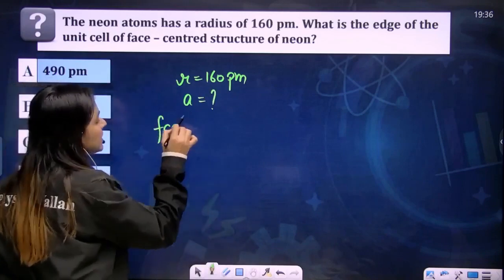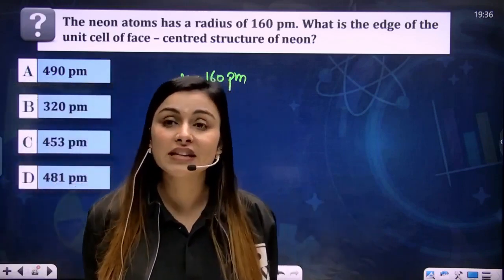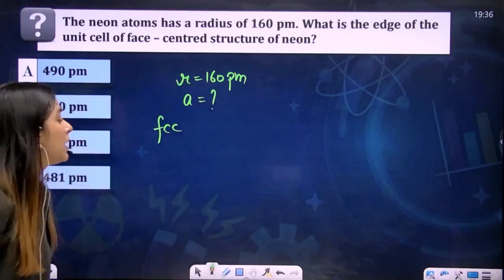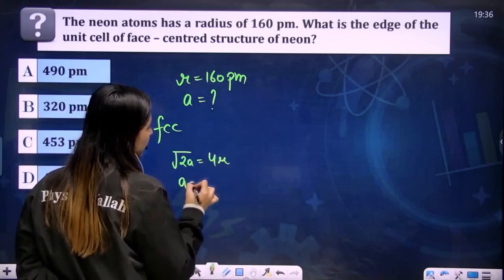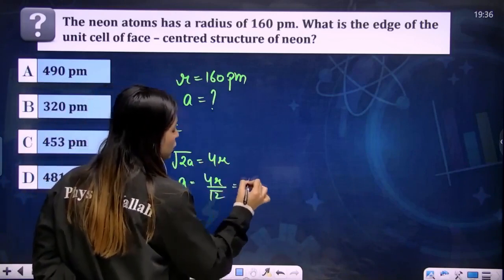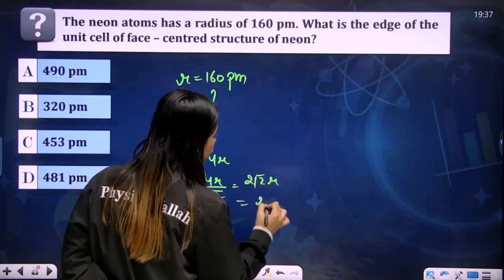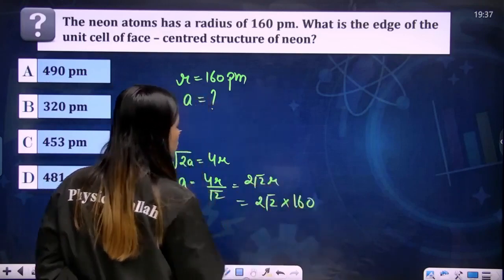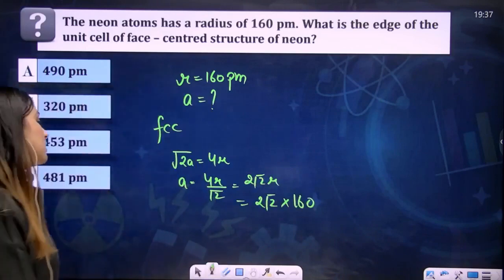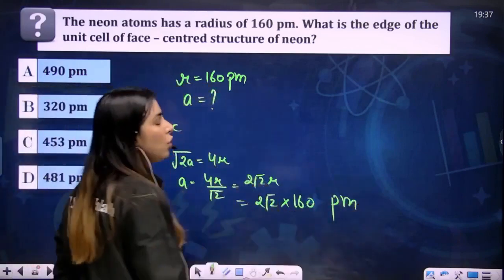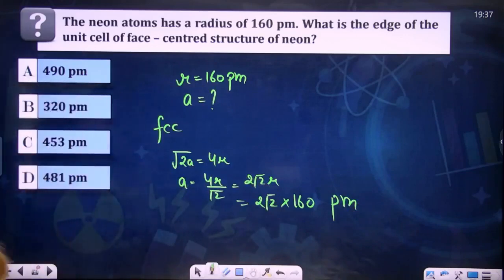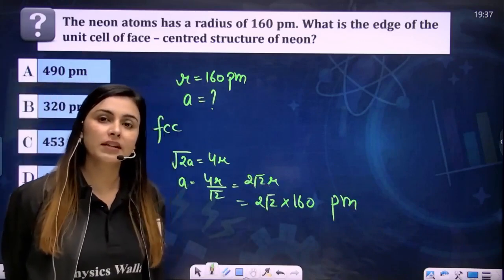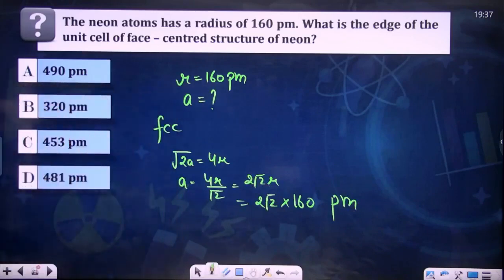I know that in FCC, the atoms touch along the face diagonal, so root 2 a is equal to 4r. I have to calculate a. This is 4r upon root 2, which is 2 root 2 r, which is equal to 2 root 2 into 160. You will solve this and the answer will come out in picometers. So this is how we apply the information that we have studied till now. I hope you're clear with this. Perfect, my dear students. Please move forward and then we'll solve the questions.